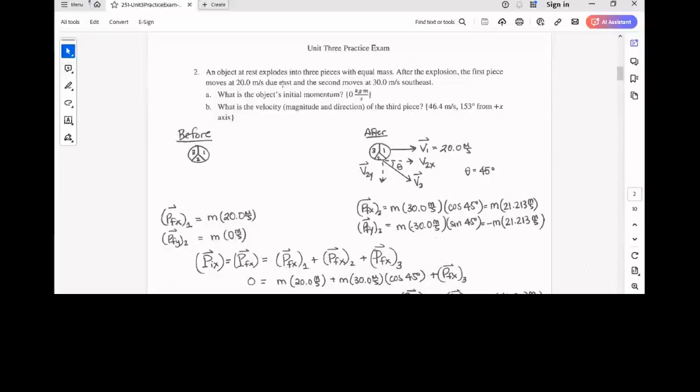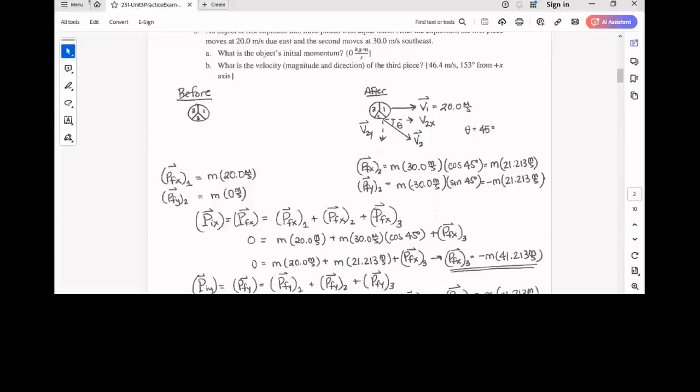Piece 1 is moving due east, so that's in the positive x direction. Piece 2 is moving southeast, and because I'm not given any angles, you can interpret southeast to imply that it is 45 degrees between south and east. So this angle theta is 45 degrees. V2 has a horizontal component and a vertical component, and then V3 is the one that we don't know anything about.